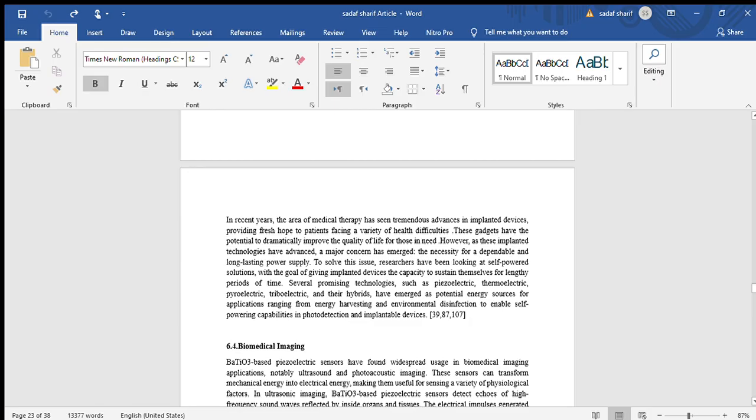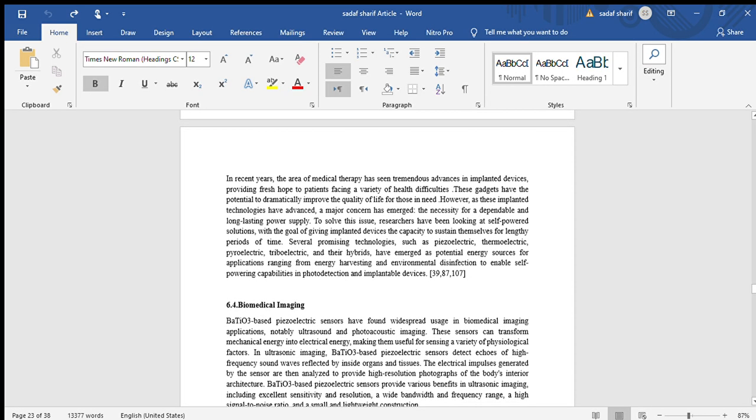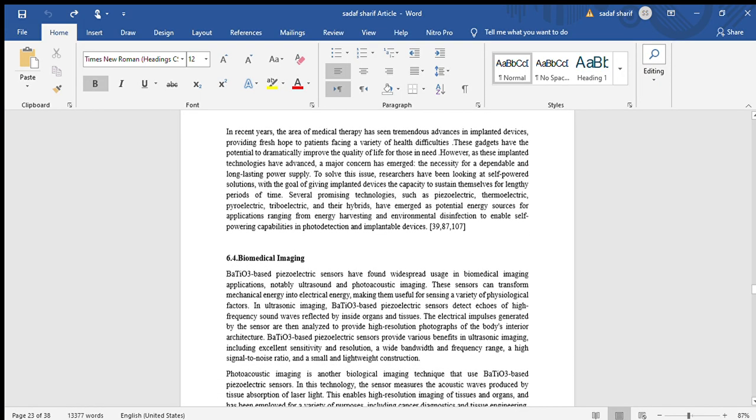In recent years, the area of medical therapy has advanced tremendously in implantable devices, providing fresh hope to patients facing a variety of health difficulties. These gadgets have the potential to dramatically improve the quality of life for those in need. However, these implanted technologies have raised a major concern in that field, the necessity for a dependable and long lasting power supply. To solve this issue, researchers have been looking at self powered solutions with the goal of giving implanted devices the capacity to sustain themselves for lengthy periods of time.